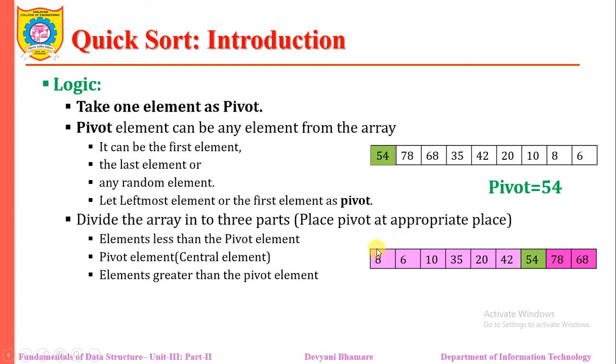Then we consider one sub-array. Again, the pivot element is 8. We need to find out that 8 will be in its appropriate place, such that again the elements on the left-hand side are less than the pivot element and the elements on the right-hand side are greater than the pivot element. In that fashion we do this recursively, and at the end we combine the solutions and we see that all the elements are sorted.